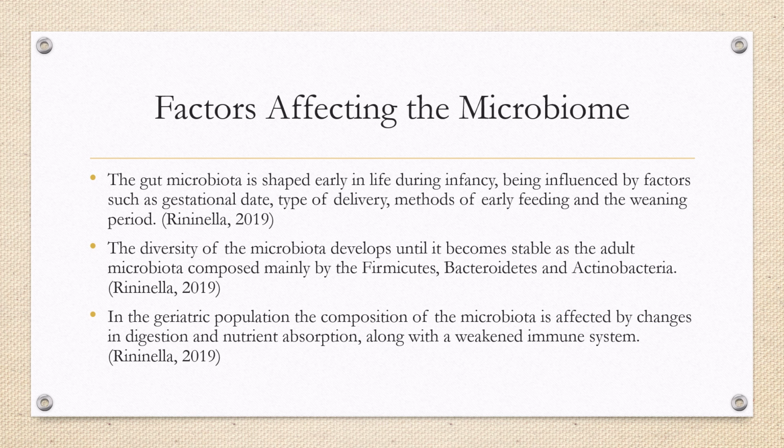and Actinobacteria. In the geriatric population, the composition of the microbiota is affected by changes in digestion and nutrient absorption, along with a weakened immune system. So as you age, there's just a lot of changes that happen with your GI, and the ecosystem that you have inside of you kind of changes as you age.